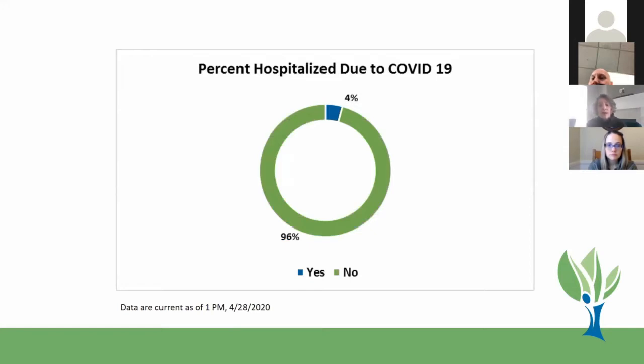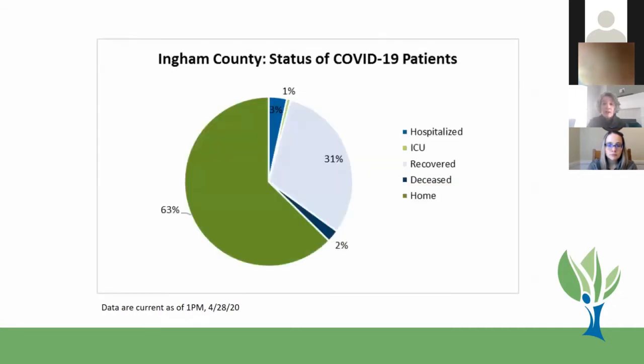Again, we have 96% of our folks home and 4% hospitalized. Our hospitalization numbers have been dropping this week, as have our ICU numbers. So your percentage in ICU now is 1%, 31% recovered, 3% hospitalized, and the rest at home, except for our 2% deceased, of course.